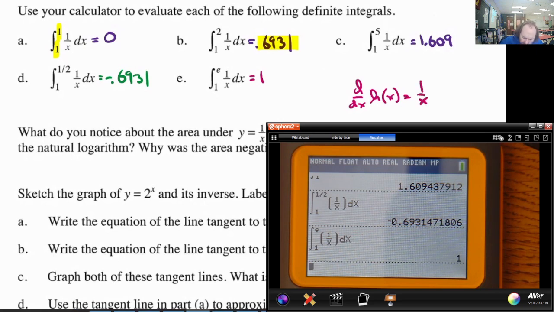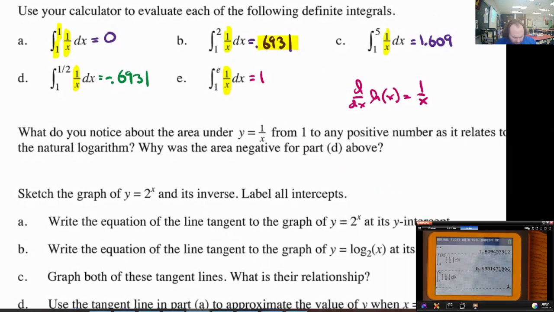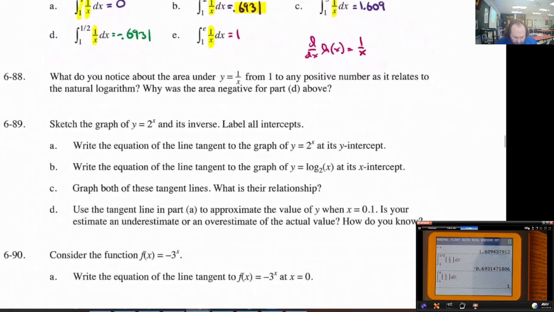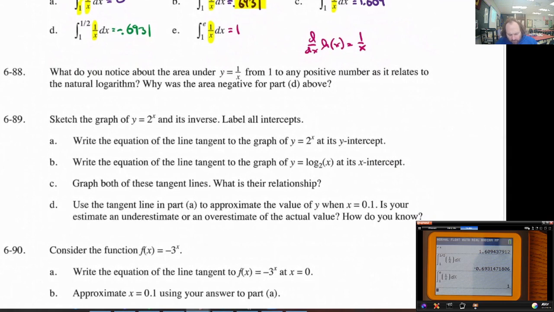And we're seeing here that the antiderivative of 1 over x is the natural log of these numbers. So let's take a look. Furthering that idea, let's take a look at the next question, which is 88. What do you notice about the area under 1 over x from 1 to any positive number as it relates to the natural logarithm? And why was the area negative in part D?